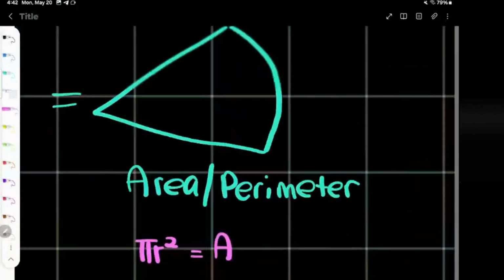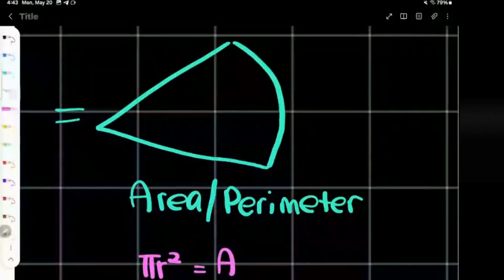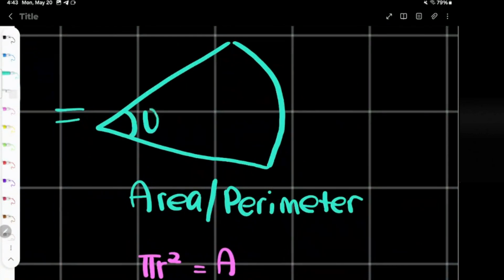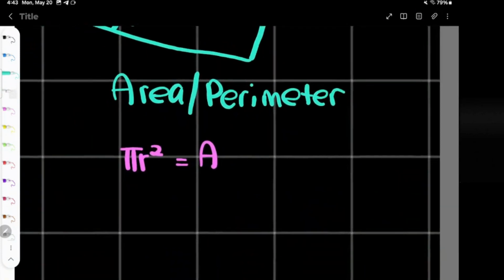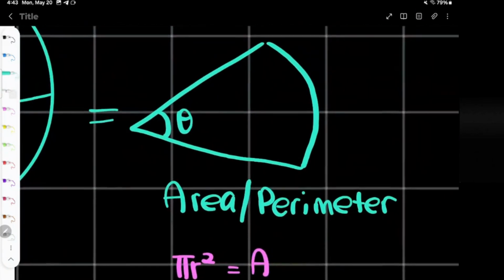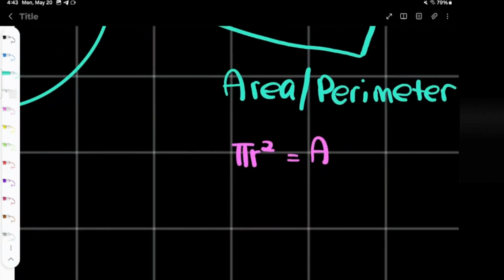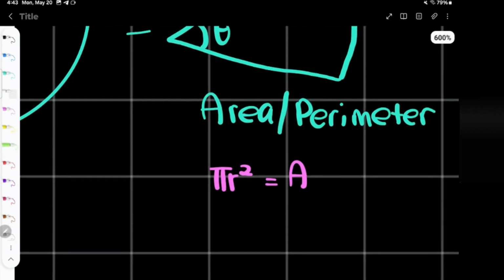But we have a sector, right? So we technically have a degree here. Right, I'm going to call it theta. So to find the area of a sector, we actually have to include the degree here. So it will be theta over 360 times pi r squared. And this is the formula for the area of a sector.